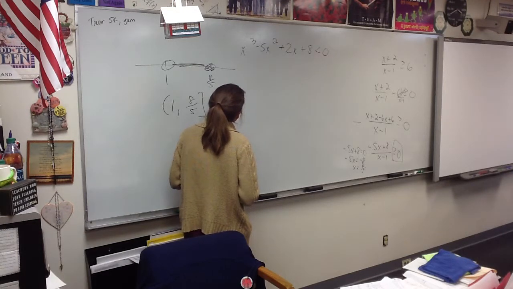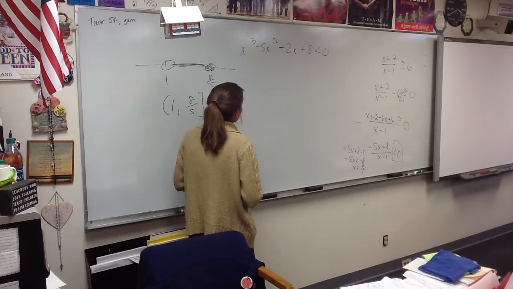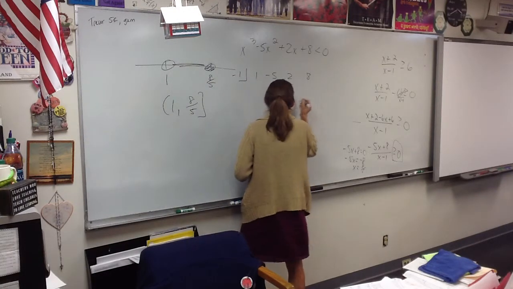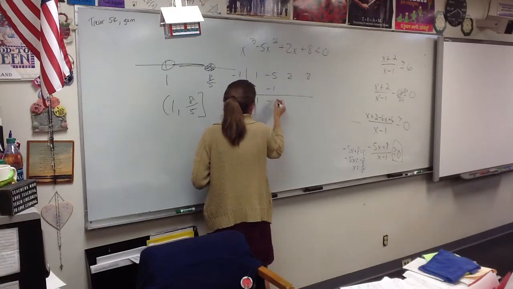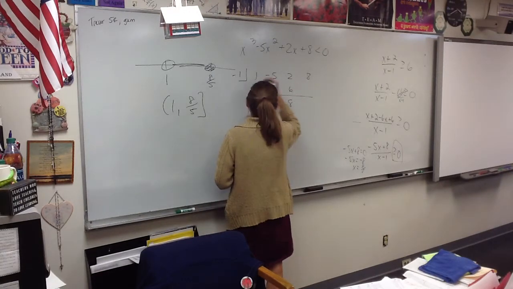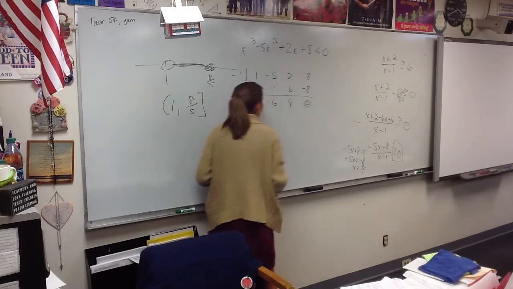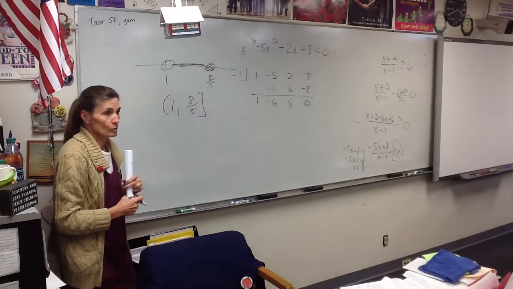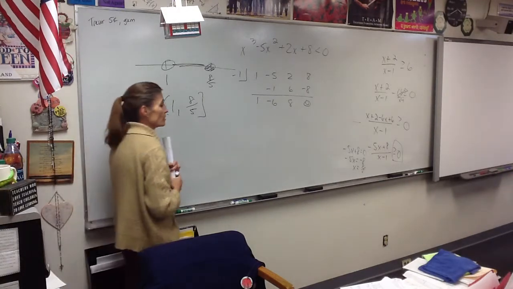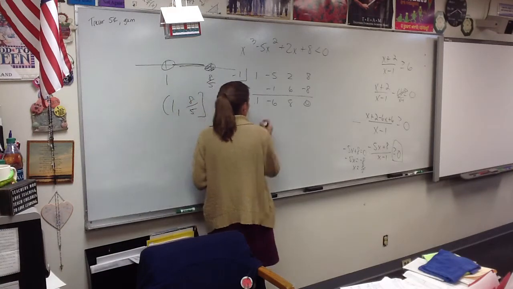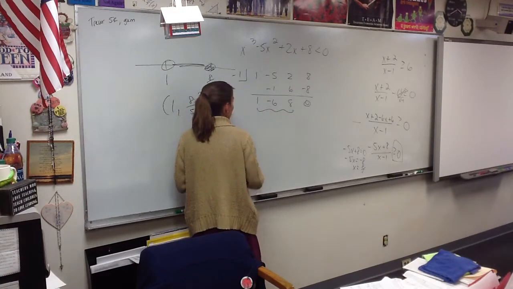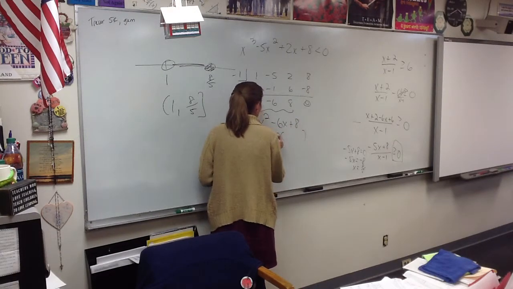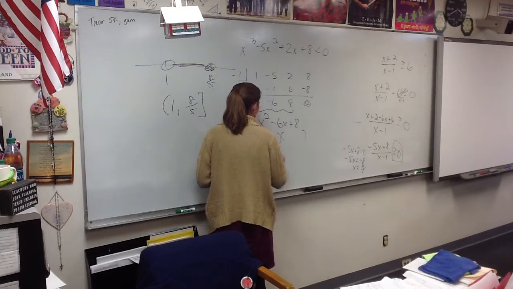Let's see, I'm trying to see what might work. I think -1 works, so let's try -1. -1 is a PRR. Sure enough. So what do I do now? Now I know -1 works. So what do I do now? Take this guy and factor him, and he factors as, whoops, 2 and 4.